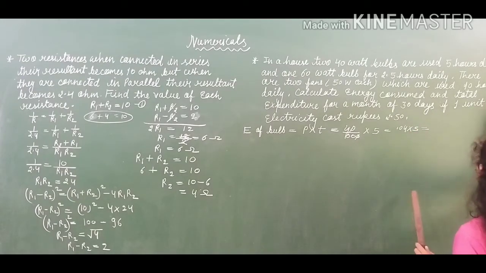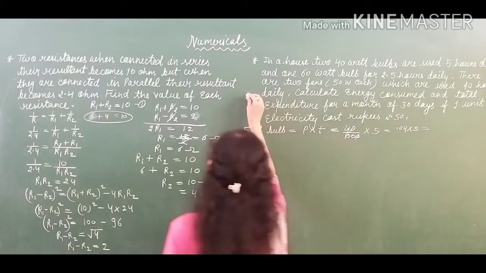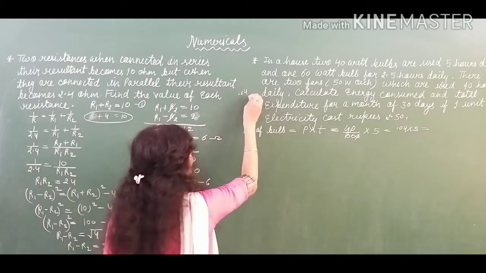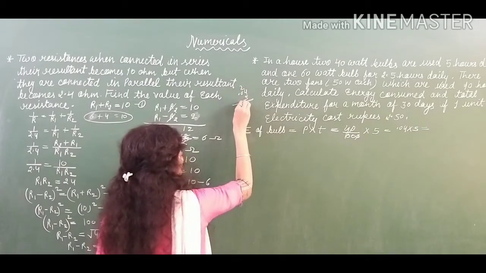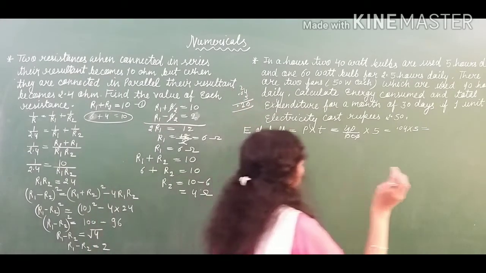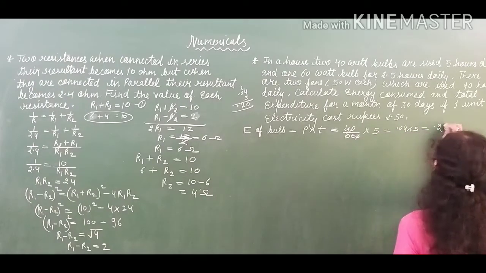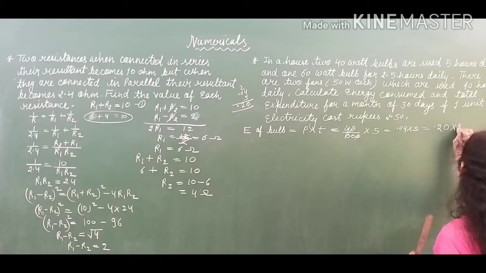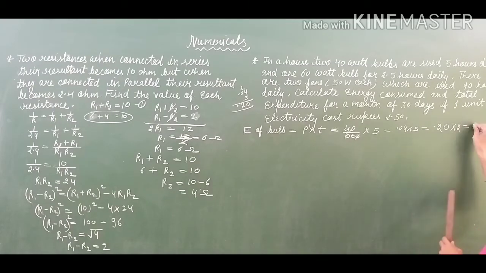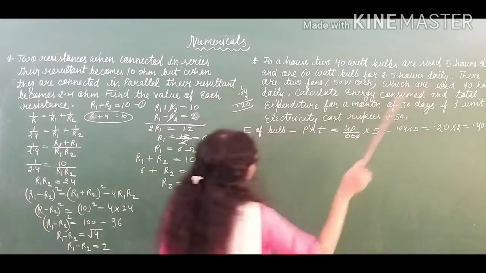Let me do it for you. 0.04 into 5: 5 fours are 20, so you will have 0.20. But how many bulbs are we using? 2. So it should be multiplied with 2, and you will get 0.40 kilowatt hour. Now let's talk about the next one.